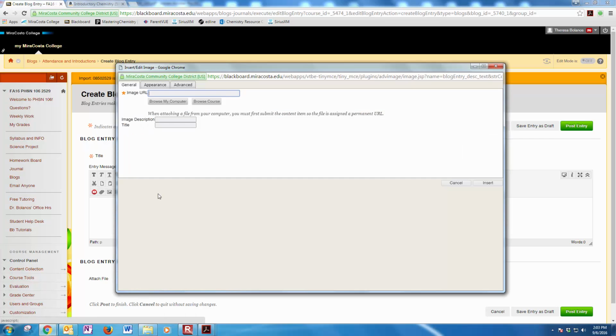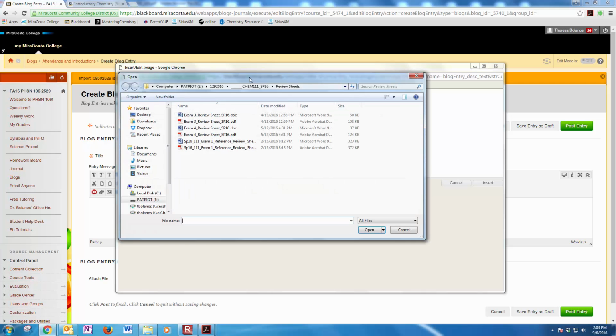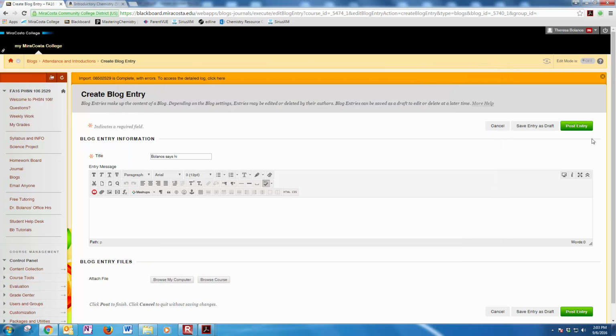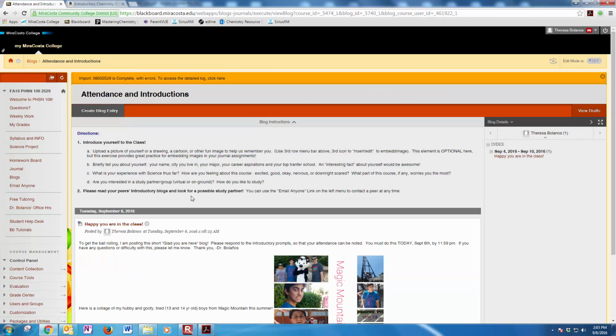If I were to do that, you can put the URL in if it was a URL, or you could just browse your computer and attach it that way. And then when you're done, just say post entry. So I'm not going to do that, but that is required today. You've got to get this done today to stay in the class. So here was my post to get everything started.